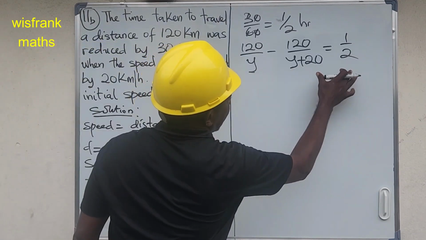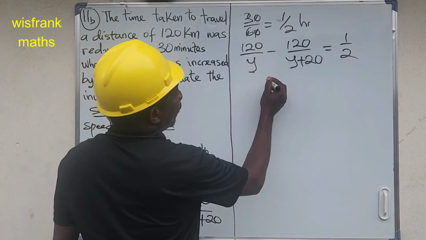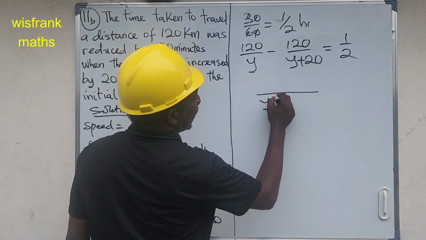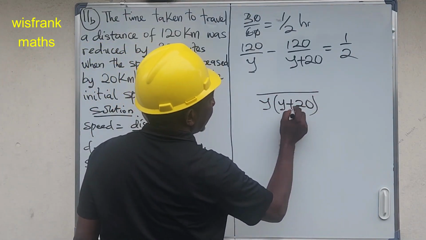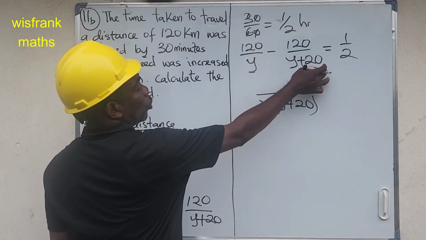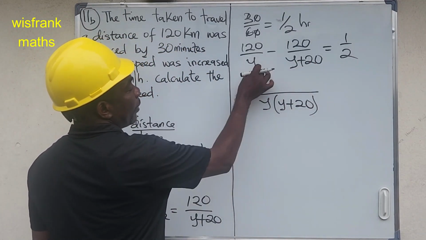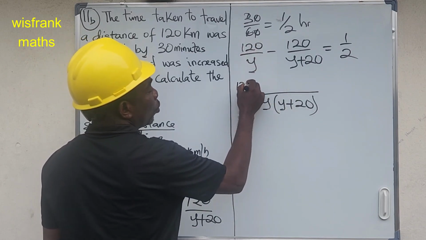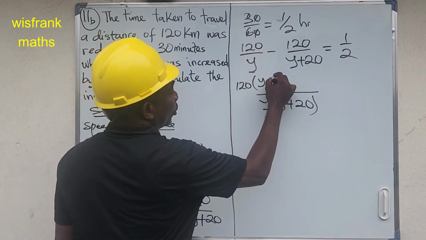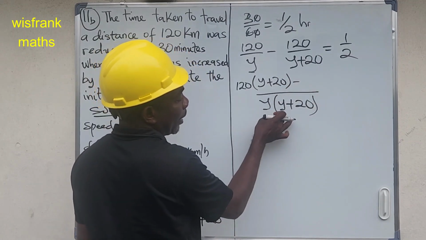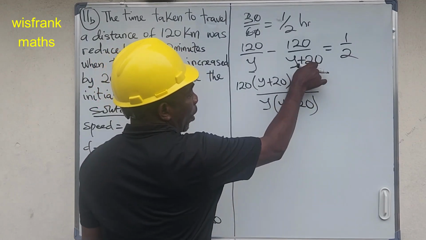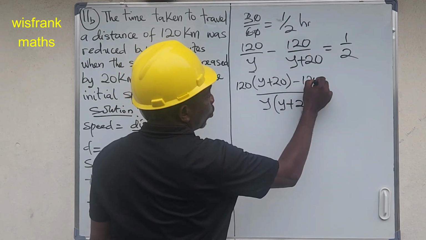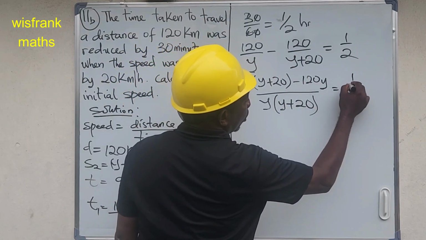Since this is an equation with fractions, we find the LCM. The LCM of y and y plus 20 is y times y plus 20. So this divided by y remains y plus 20, and y plus 20 times 120 is 120 times y plus 20, minus y times y plus 20 divided by y plus 20, which is y. So we have 120y equals 1 over 2.